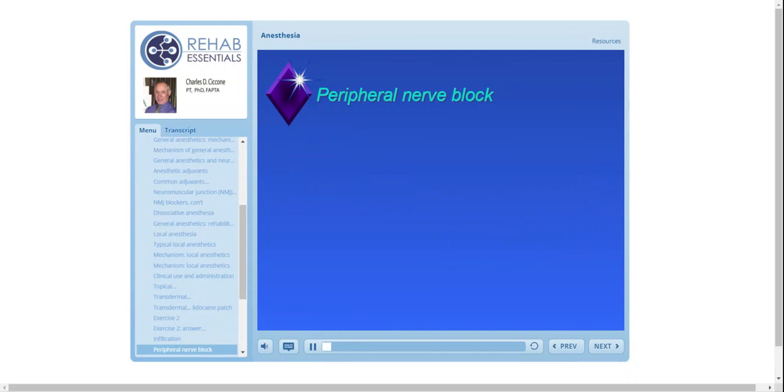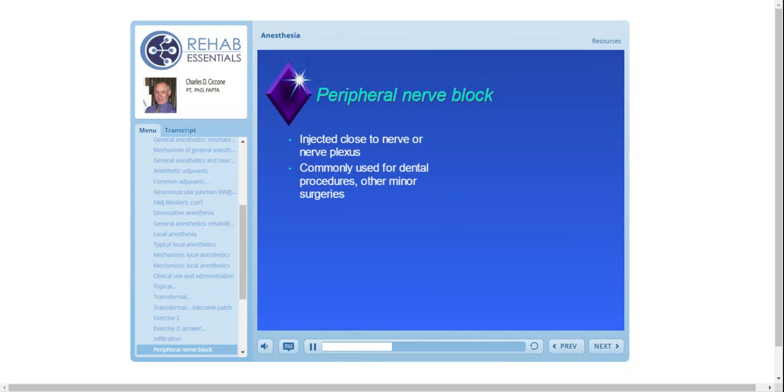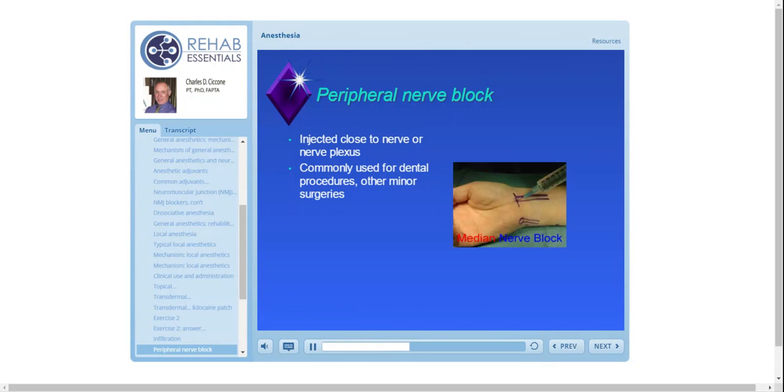A peripheral nerve block, we're injecting the anesthetic near a nerve or a group of nerves, a nerve plexus. Commonly used for dental procedures. If a person does get a shot of Novocaine at the dentist's office, they're getting a peripheral nerve block. Other minor surgeries, including things like carpal tunnel surgeries, can also use this technique.